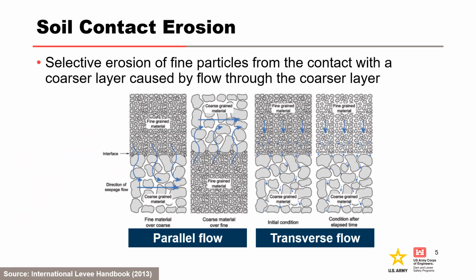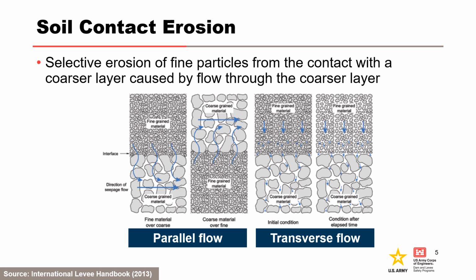Soil contact erosion is the selective erosion of fine particles from the contact with a coarse layer caused by flow through the coarser layer. For flow parallel to the interface, the particles from the fine layer are eroded and transported through the pores of the coarse material as indicated on the left. Flow transverse to the interface is commonly referred to as filter incompatibility.